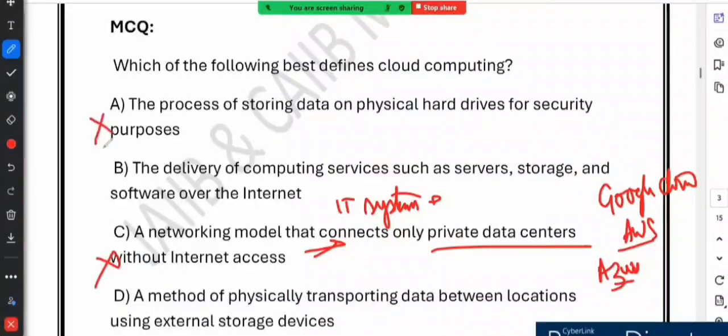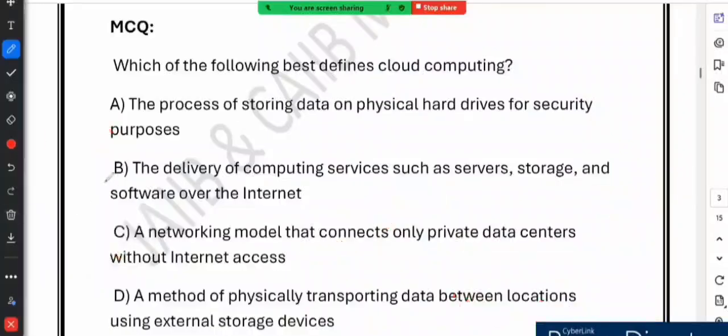Now option D is a method of physically transporting data between locations using external storage devices. This is incorrect. This refers to offline data transfer, right? Basically using storage devices like a USB drive or hard disk. Cloud computing eliminates the need for physical devices by allowing instant online access. For example, if you store movies on an external hard drive and take it to a friend's house to watch, that is physical data transfer. But if you stream a movie directly from Google Drive or iCloud, that is cloud computing. So the correct answer to this question is option B.